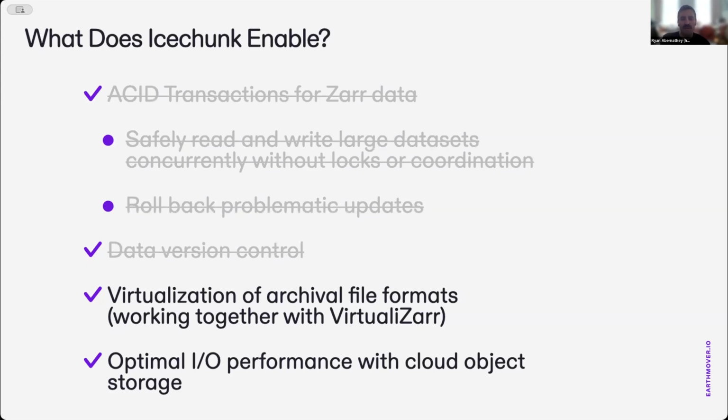So as Sean mentioned, Icechunk can work together with VirtualiZarr as a sort of optimized on-disk serialization format for these virtual references. And then finally, Icechunk gives some really big performance benefits when working with cloud object storage, independently of whether they're virtual or not.